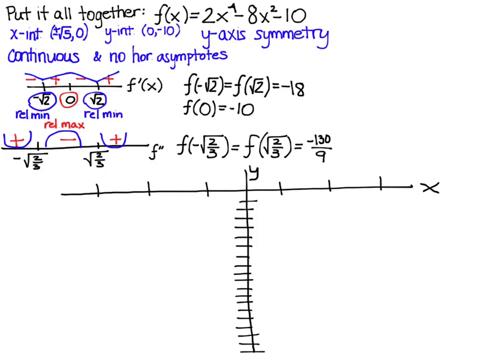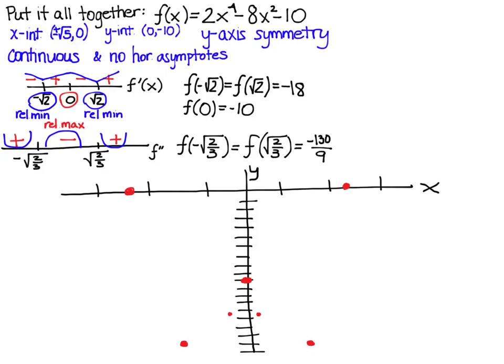Here I've drawn my x and y axes, and I'm going to start by plotting all the important points that we've seen. So plus or minus the square root of 5, 0, and 0, negative 10. And then here you see negative square root of 2, negative 18, and positive square root of 2, negative 18. And also negative square root of 2/3, negative 130/9, and positive square root of 2/3, negative 130/9. So now I've plotted all the important points of my function.